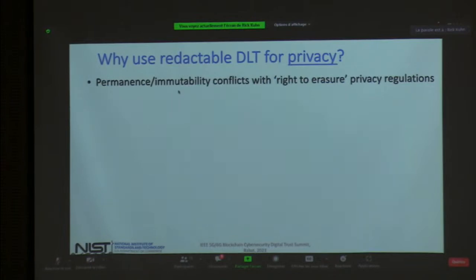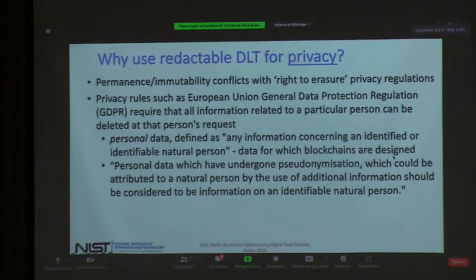As you know, the blockchain contents are immutable, unchangeable, permanent, and that can conflict with the right to erasure of privacy regulations such as the European GDPR, and this regulation and many others like it around the world make it possible or require that a user be able to have their data deleted on request.